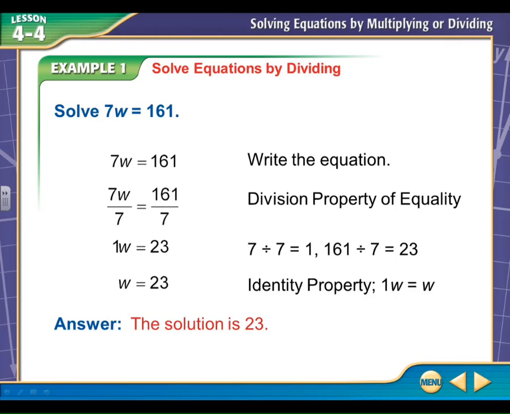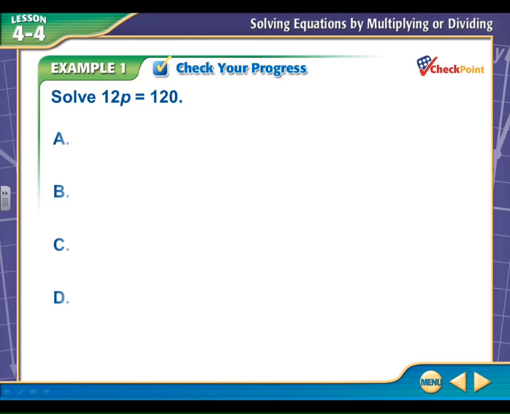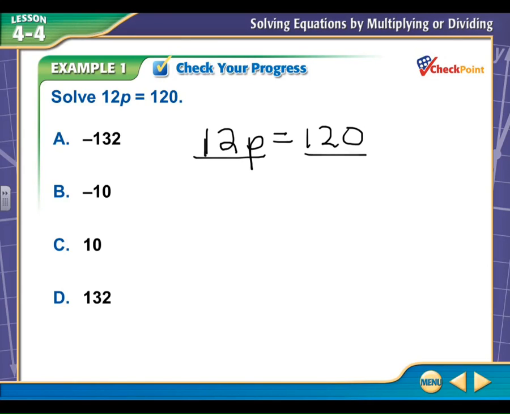All right, let's look at another example. Suppose we want to solve 12p equals 120. It's 12 times p. So what we want to do is use the inverse operation. We have 12p equals 120. The opposite of multiplying 12 times p is dividing both sides by 12. Whatever that coefficient is with that variable is what you divide by.